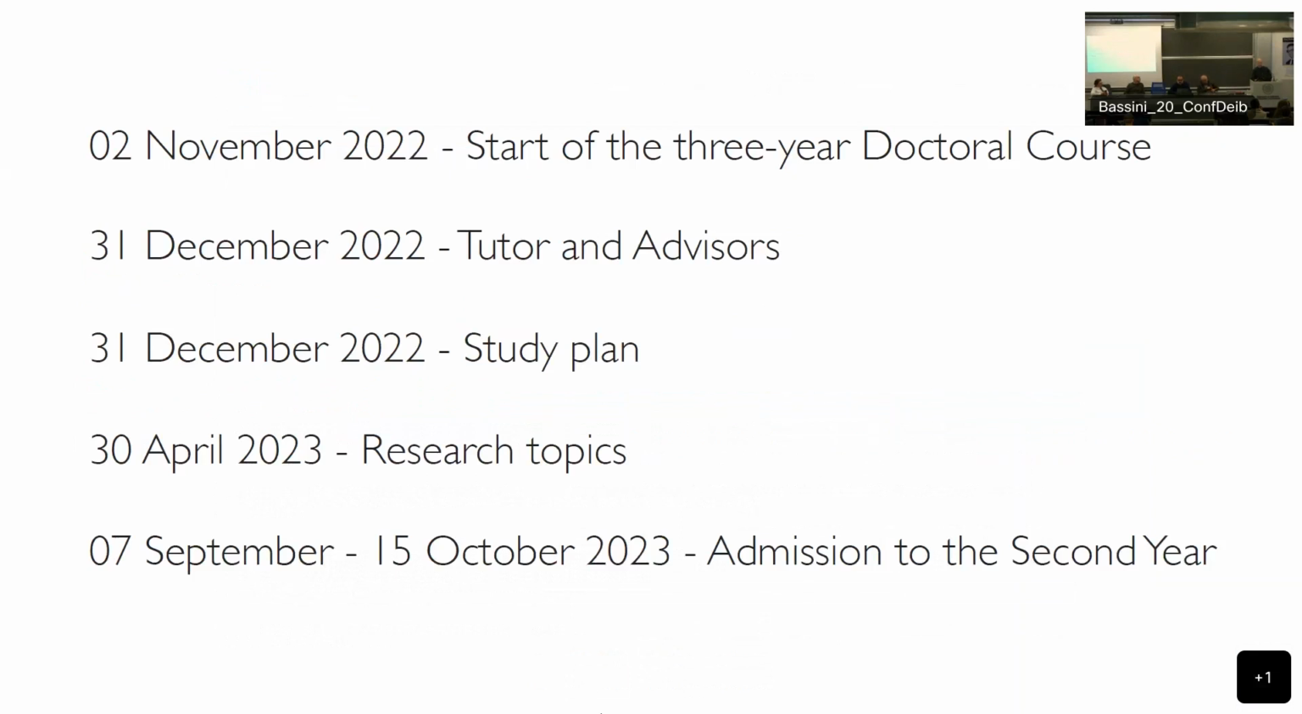Typically, if you are a PhD student, you start on November 2nd, hopefully. By December, you need to have a tutor, the two advisors, and a study plan. In April, we expect you to have the research topic, and in September or October, you have the admission to the second year.